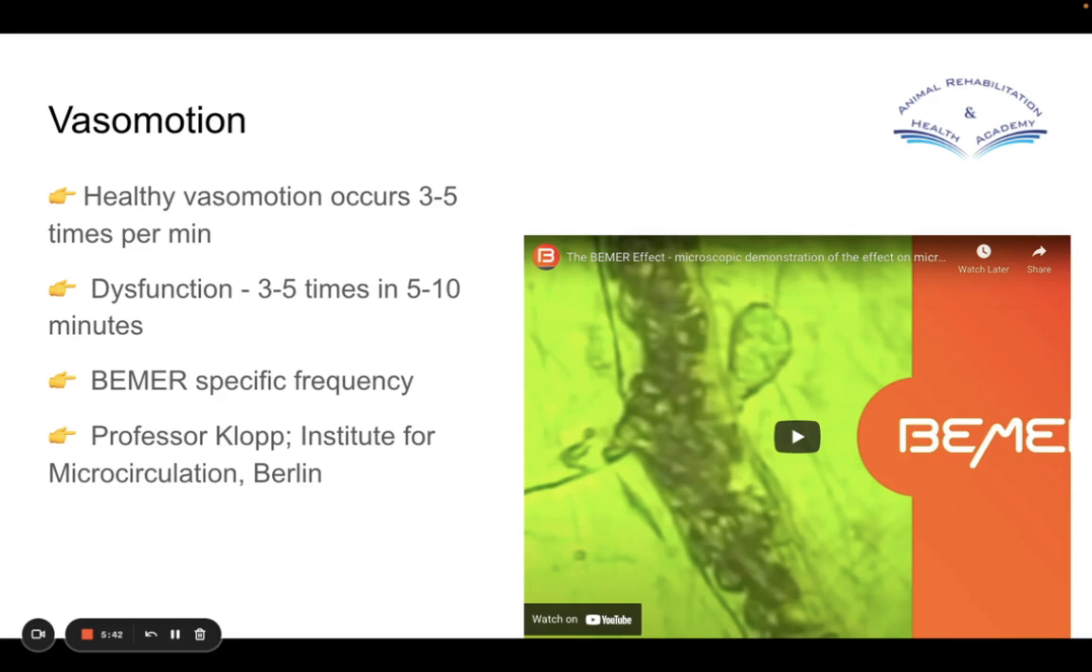But when it slows down, when we've got problems, when we've got disease or any conditions, one of the underlying circulatory problems can be that this vasomotion slows down and becomes less efficient. And what BEMA say is that their specific frequency is in harmony with the natural frequency within us, and that frequency can then mimic the normal signals to make vasomotion occur. So that's sort of the theory of how that happens.